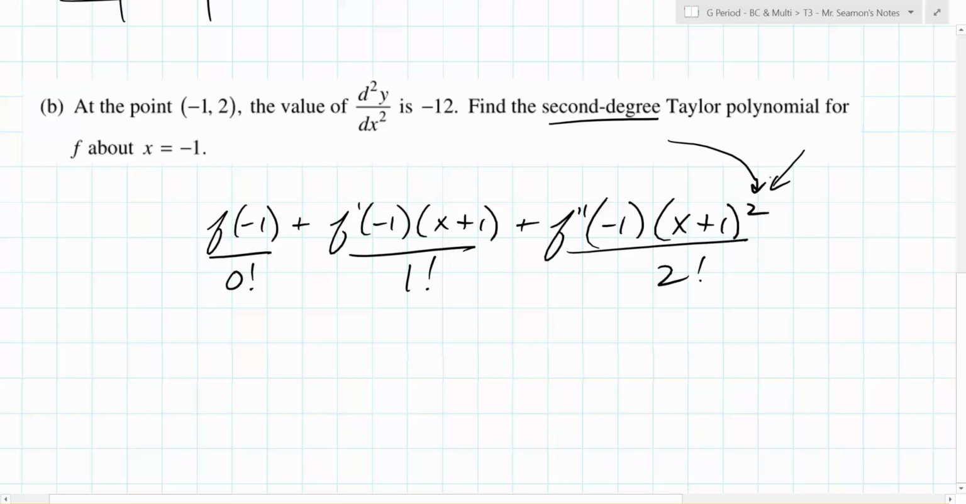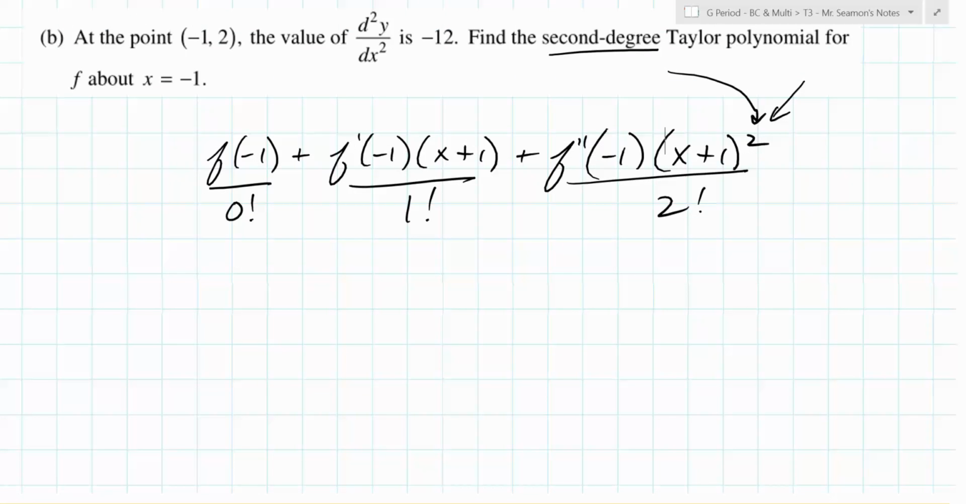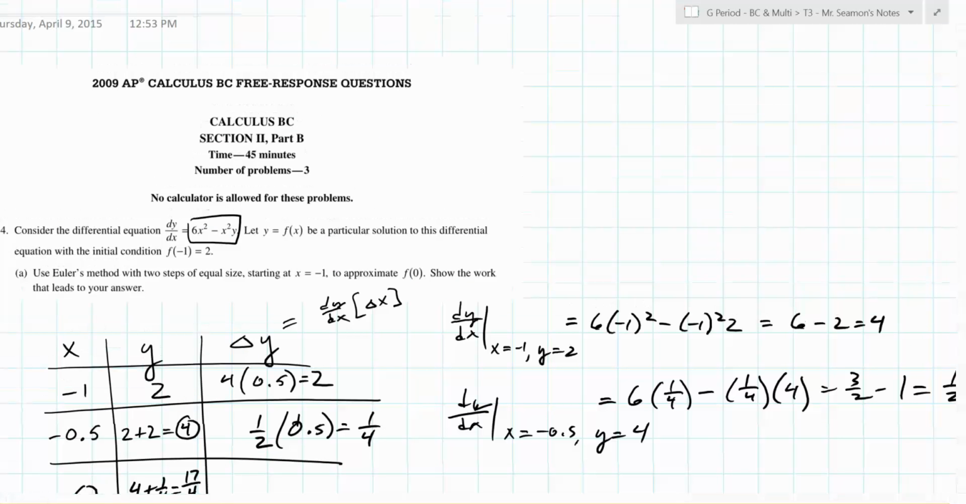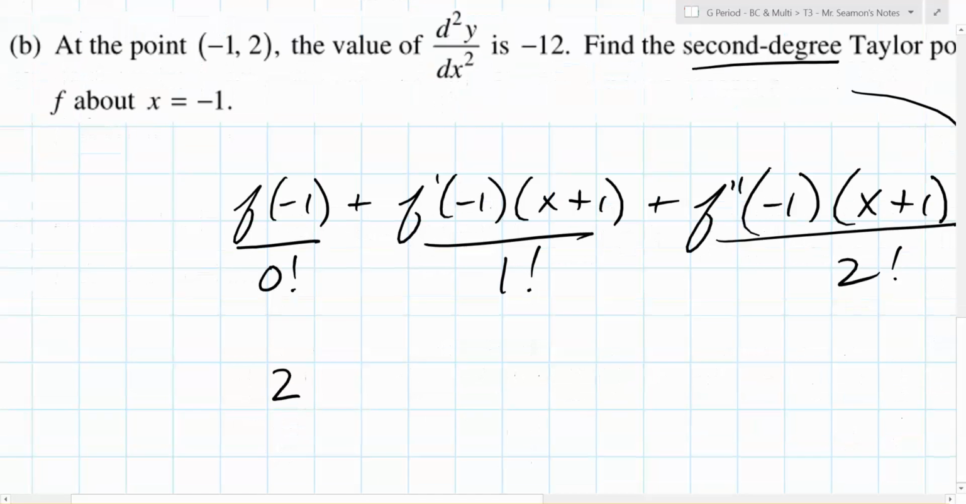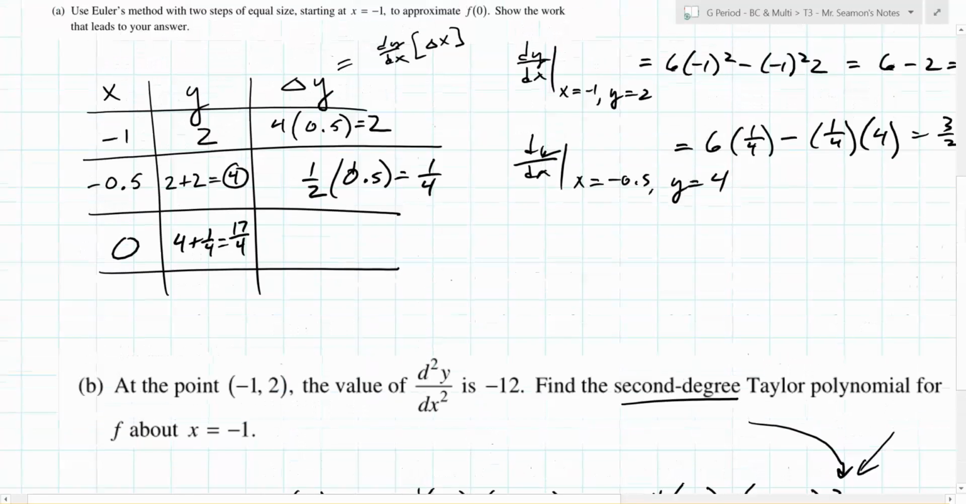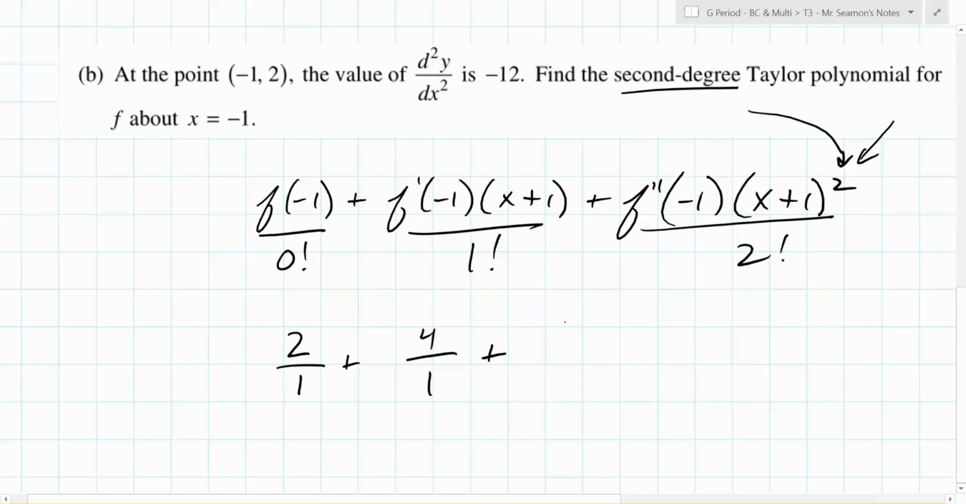Yeah. So here's your second degree Taylor polynomial for f about negative 1 for any function, right? Do we know it? Can we figure out what f of negative 1 is? Oh, they tell you what it is. What is it? 2. It tells you in the question right here. No, it tells you f of negative 1 is 2, right? So it's just going to be 2 over 1 plus f prime at negative 1, we did that. What is it? 4. So it's plus 4 over 1 times x plus 1, right?